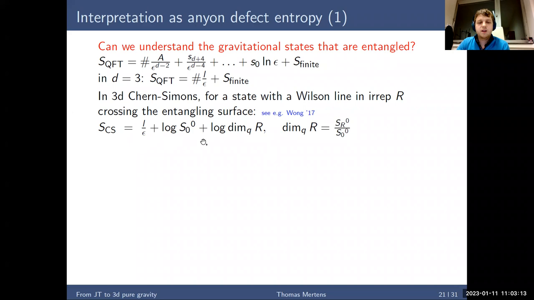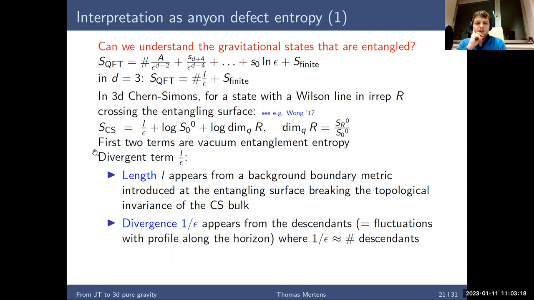Now, very briefly, the first two terms in this formula are the vacuum entanglement entropy, which contains in particular this divergent term. It's interesting to briefly mention some aspects of it. The first is that it's proportional to the length L that appears in the numerator. But how can this length actually appear, because it's in a 3D Chern-Simons theory, which is a topological quantum field theory? How is it sensitive to the length of the entangling surface? Well, it appears from a background boundary metric that is introduced at the entangling surface, and that breaks the topological invariance of the Chern-Simons bulk. So you need to introduce a metric on the entangling surface, and that metric is measuring this length, and that's where this physical length is coming from in this term.